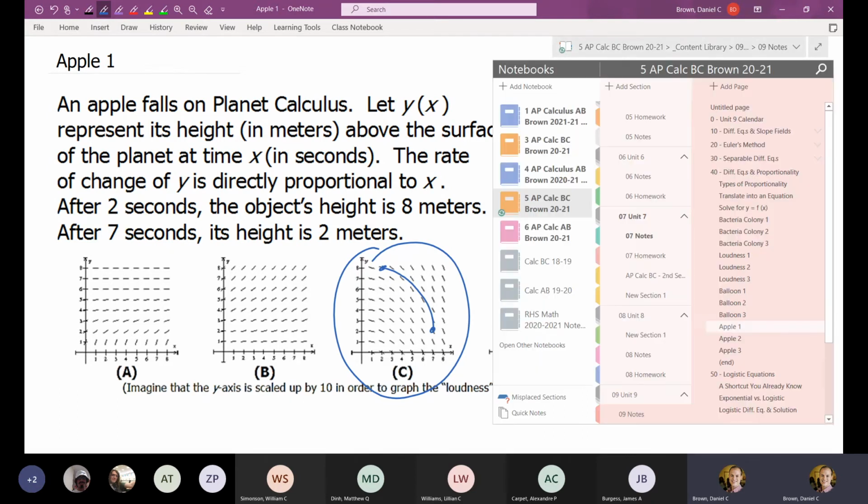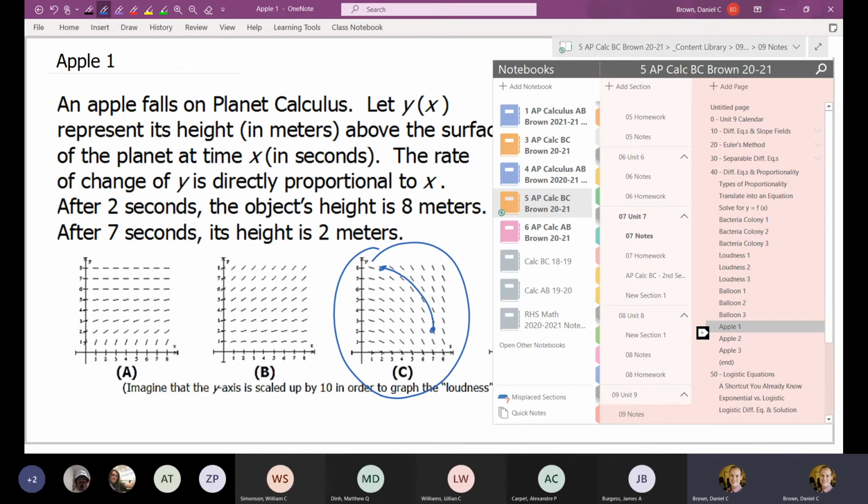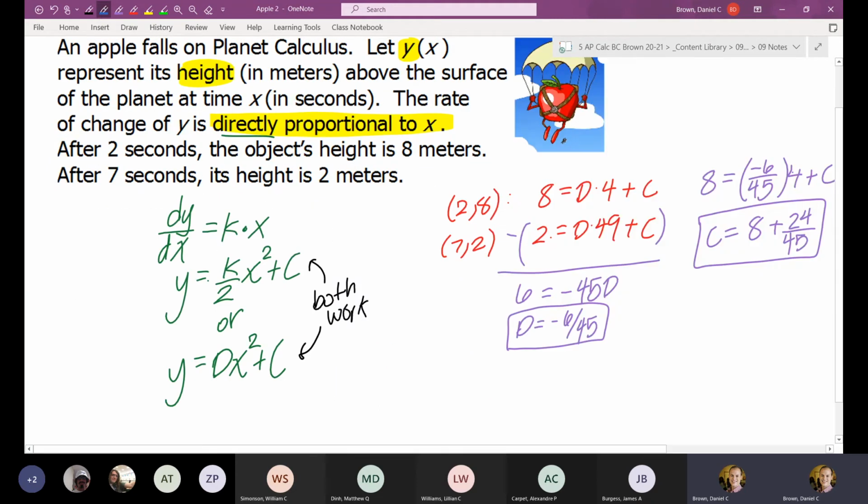Since we're solving the apple one, I did go ahead and do my work a little bit for this one just to discuss it. In green, you see my setup for the derivative. It says that the rate of change of y, dy/dx, is directly proportional to x. When we see directly proportional, that means we're going to be multiplying it by that constant of proportionality. So that's where the kx came from.